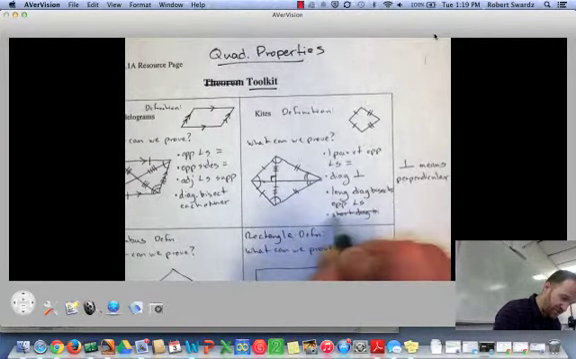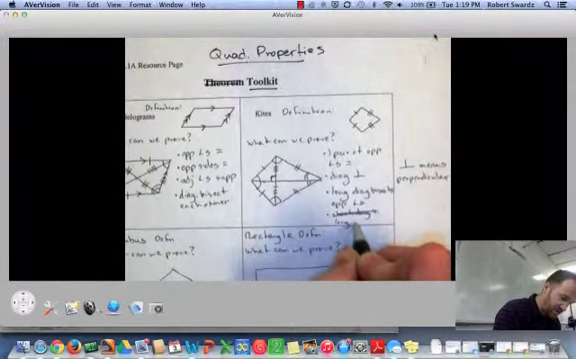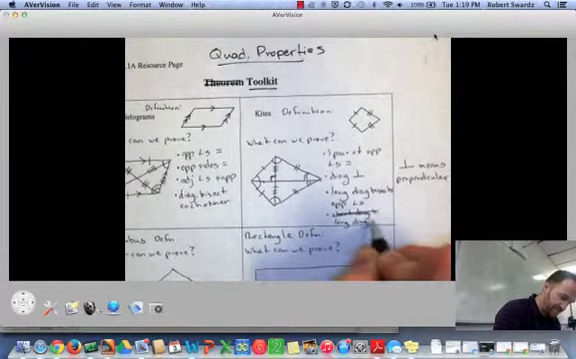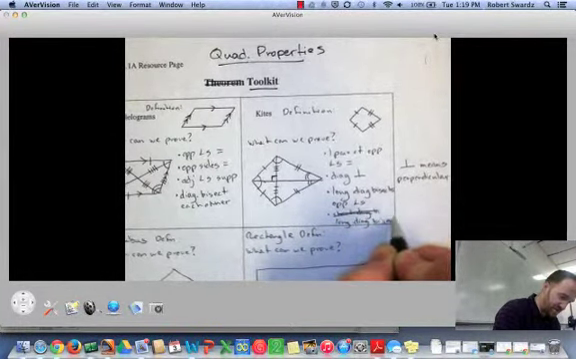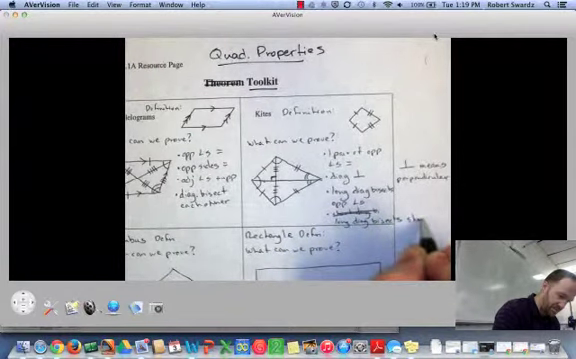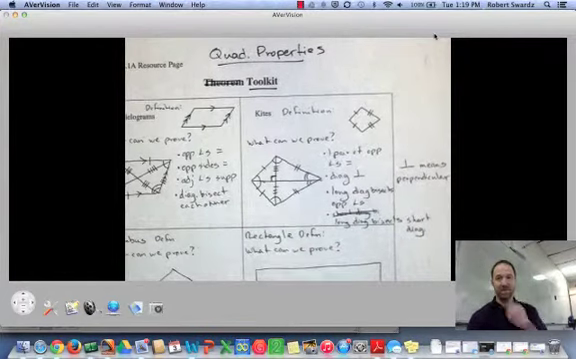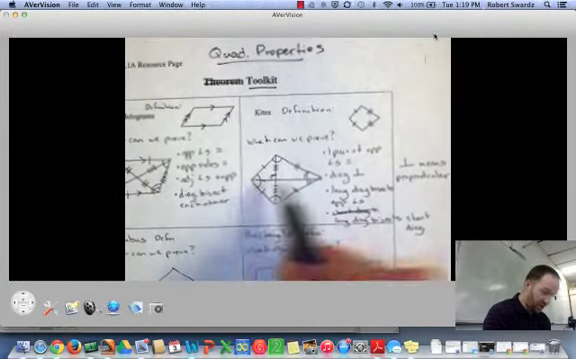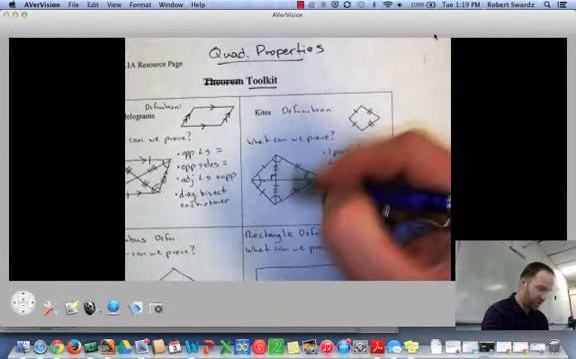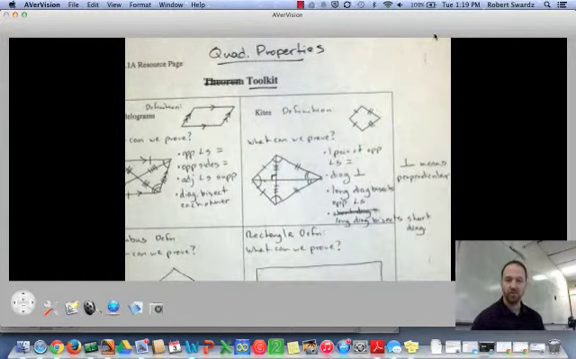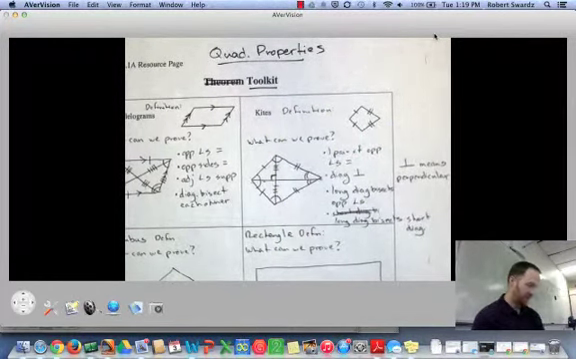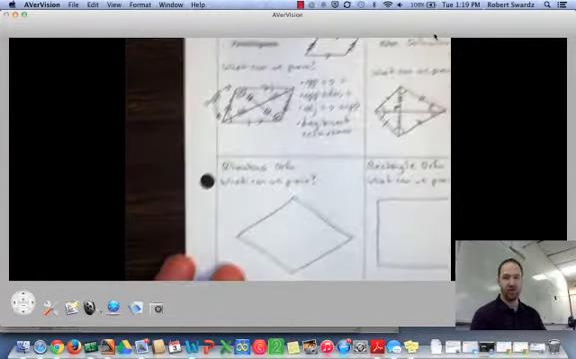You know what? Let's write long diagonal bisects short diagonal. There we go. So the long diagonal cuts the short one into two equal parts. Okay. Let's move on to our next shape. Let's move on to the rhombus.